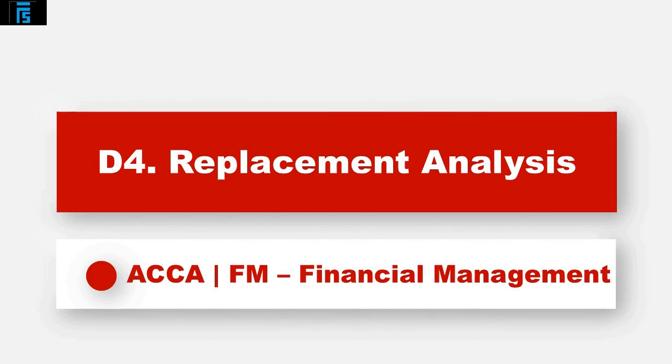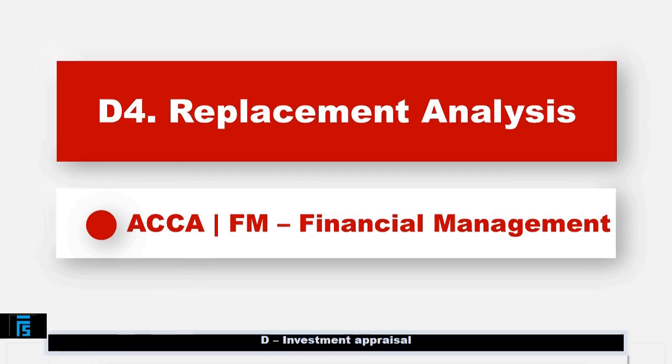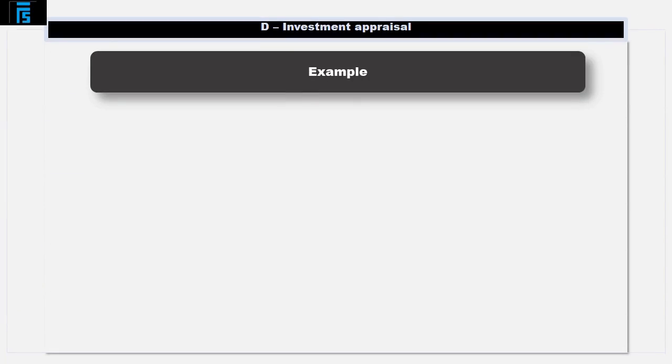Hello. In this short video, we'll be looking at replacement analysis. This is where a company may, for example, need a delivery van in its business and it thinks it may always need one. The question we're considering here is how often should it be sold and replaced with a new one. We'll work with an example here.